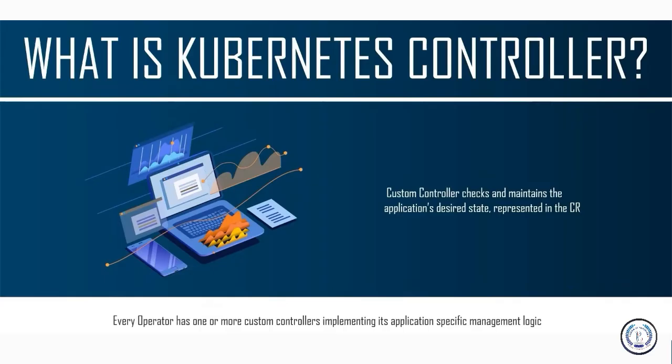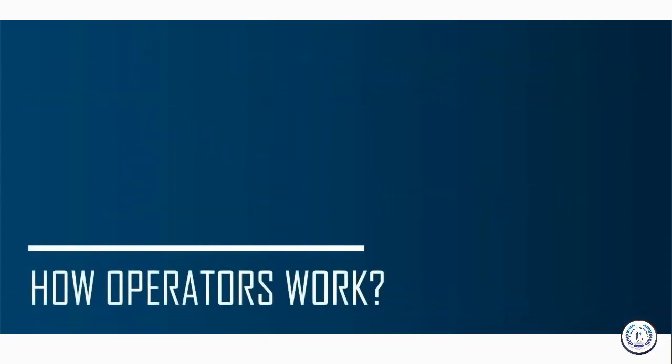But to make an operator providing an application programming interface for the active management of an application, you build an instance of the controller pattern to control your application. This custom controller that you create checks and maintains the application's desired state represented in the custom resource. So every operator has one or more custom controllers implementing its application-specific management logic. Now that we know what a custom controller is and how it is related to custom resources, let's move ahead and talk about how operators work.